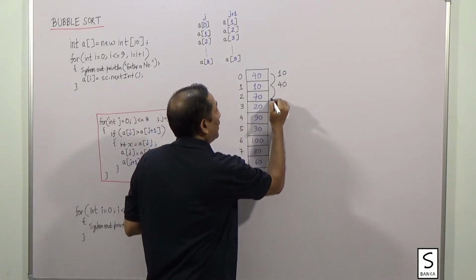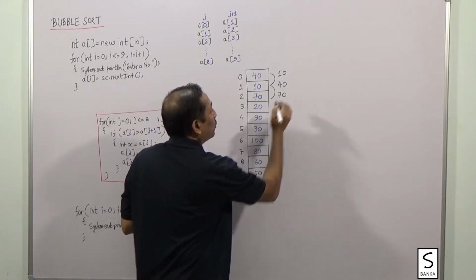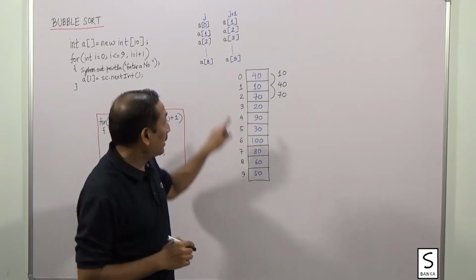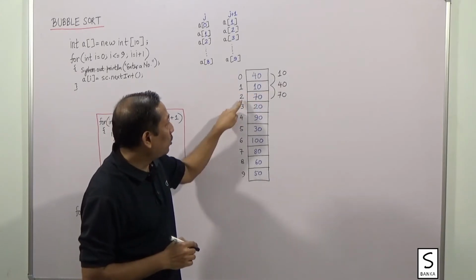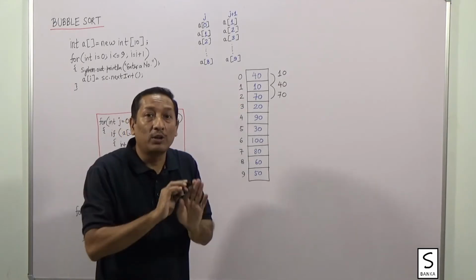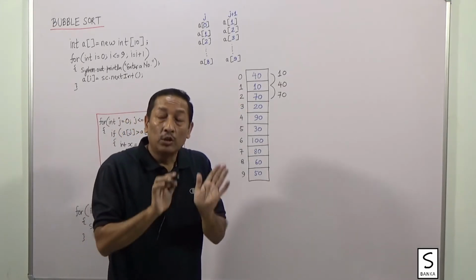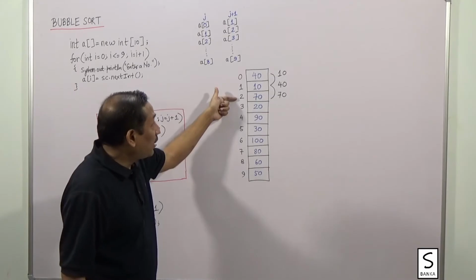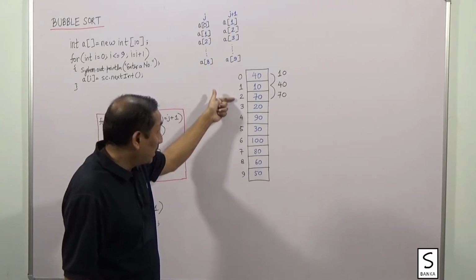So the biggest, A1, is now compared with the next data, that is A2. Now is A1 greater than A2? No. A1 now contains 40, A2 contains 70. So is A1 greater than A2? No. So there will be no swapping. But either way, you will notice that now A2 contains the biggest of these three numbers.